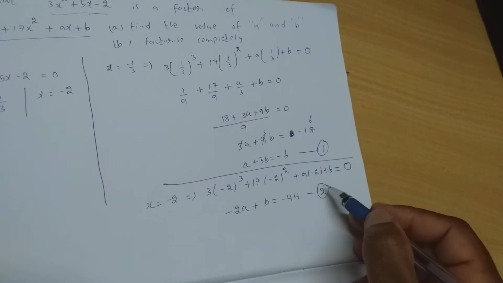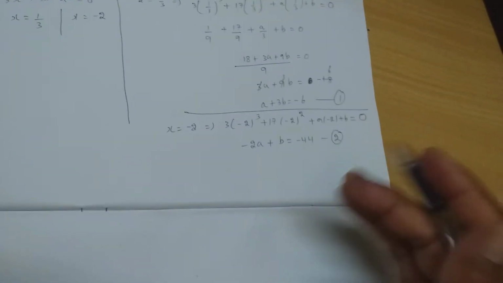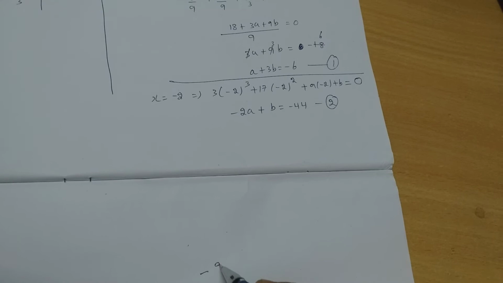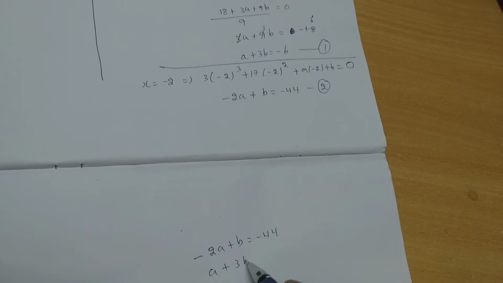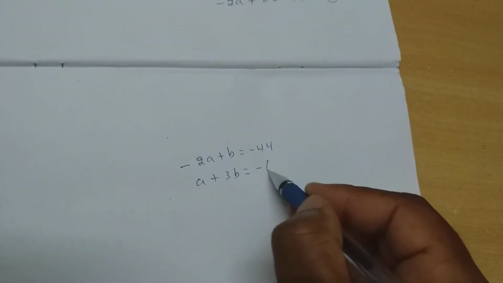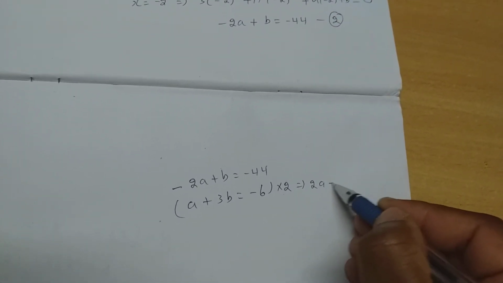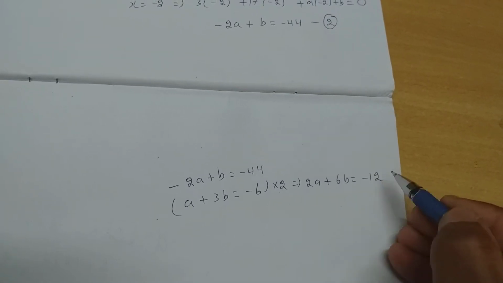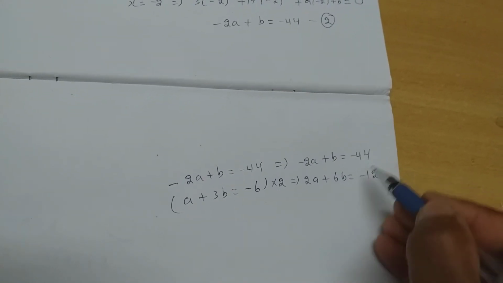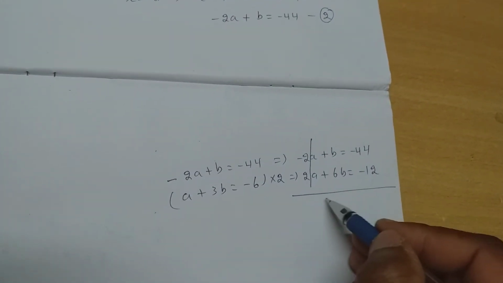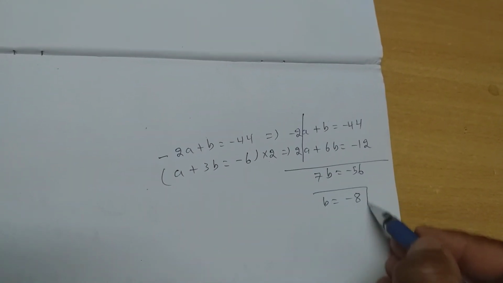Now I need to solve these two equations, get a and b. My sum will be done. Are we clear? Okay, now it is minus 2a plus b equal to minus 44 and a plus 3b equal to minus 6. I am multiplying this by 2. So what do I get? 2a plus 6b equal to minus 12, and this as it is I am writing. Minus 2a plus b equal to minus 44. So they get cancelled. Here 6b plus 1b, 7b equal to minus 56. b equal to minus 8 I got.